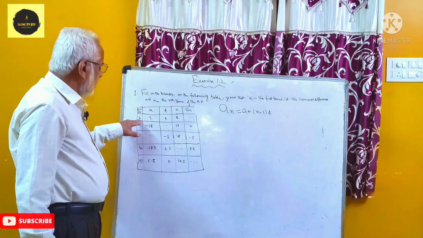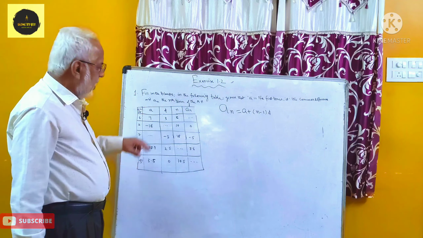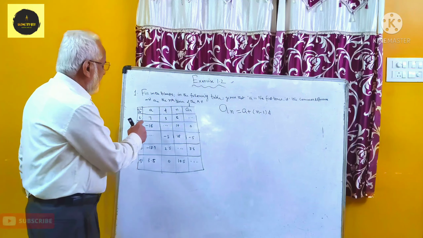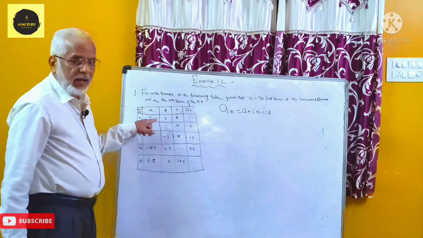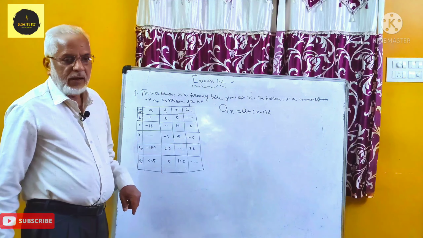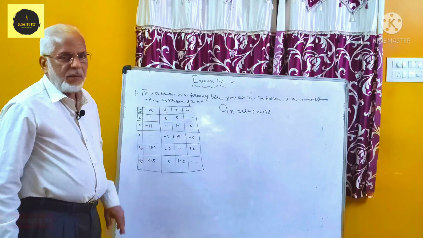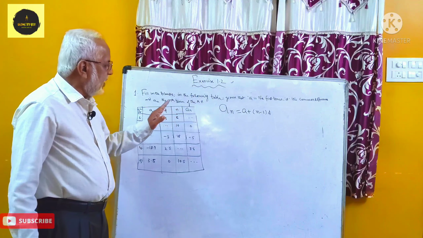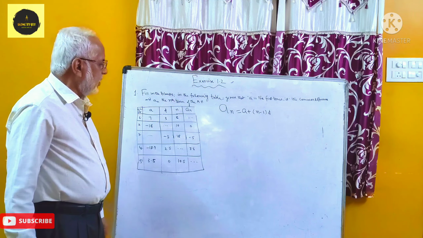Now what we are observing in question number 1, serial number 1, is that they have given the value of a. What is the value of a? 7. What is the value of d? 3. What is the value of n? 8. And an is blank. That means we have to find an.